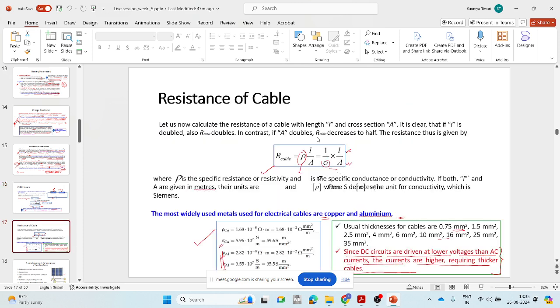Now this formula, R equals rho L by A, or 1 by sigma times L by A. L is the length of the cable, A is the area of cross section, rho is the resistivity, and sigma is the conductivity. The typical values of rho and sigma for copper and aluminum wire are given here, and the ranges are also given here.